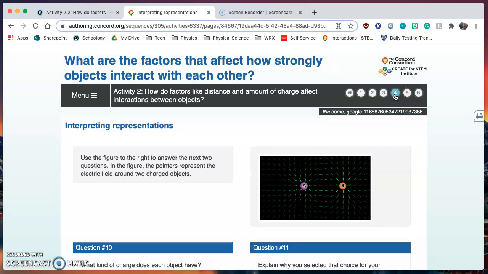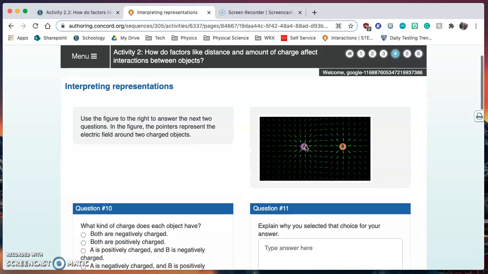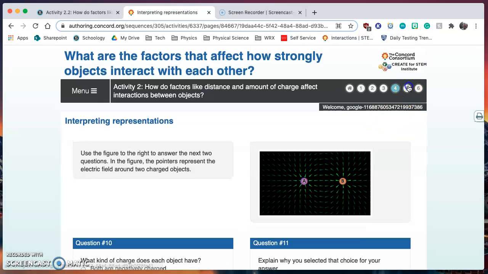As I move on to the fourth part of the activity here, it's going to ask you to interpret a couple pictures. And we're starting to try to make some assumptions based on some information that we have about the charges of these different particles. Again, these pictures are linked on Schoology as well.